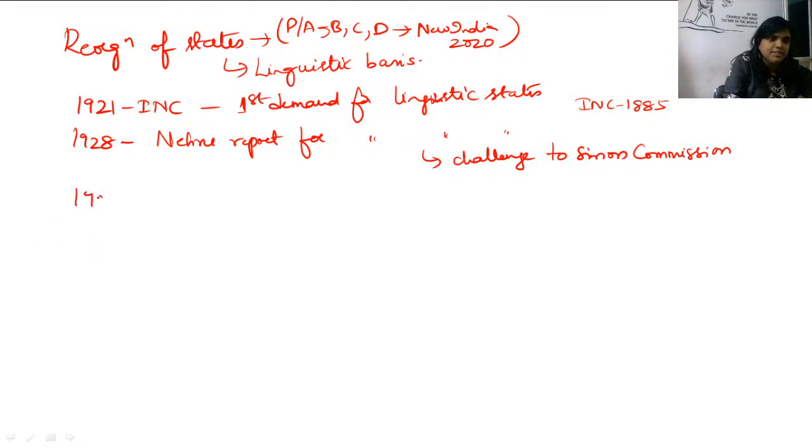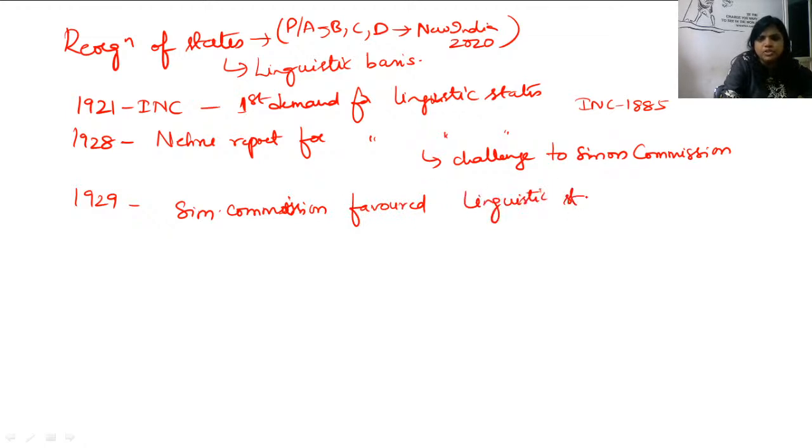And in 1929, Simon Commission favored reorganizing linguistic states. He was also okay with the division of then British India, because in 1929 they did not have any idea when they were going to get independence. So they thought of dividing British India based on language, that is linguistic states.